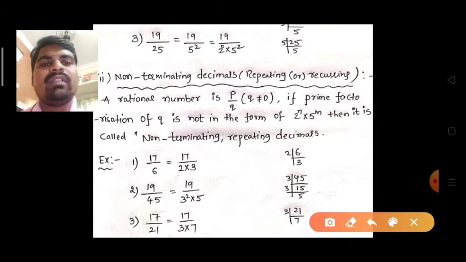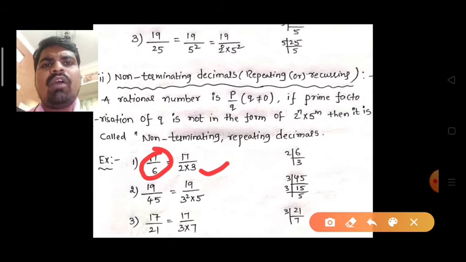Let us observe the examples here. Very simple. Here the denominator is what? 6. 6 we can write as 2 into 3. Only 2, or only 5, or a combination of 2 and 5, then only it is terminating. But here 3 is there.